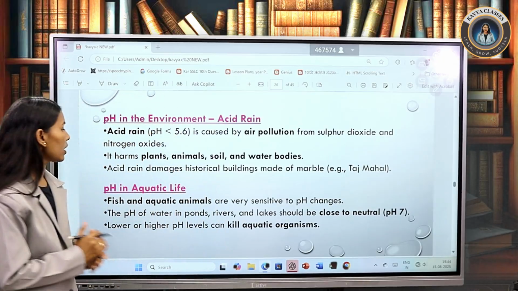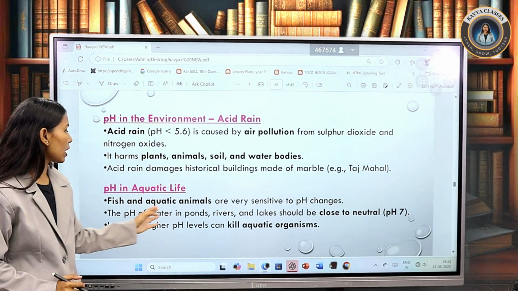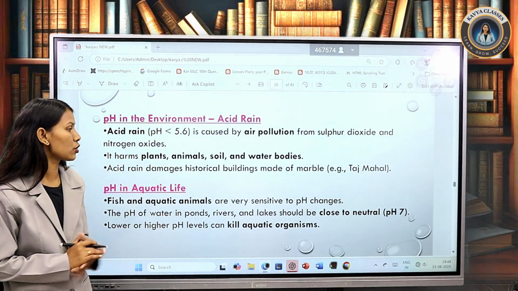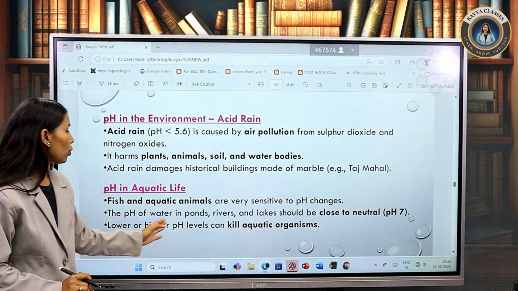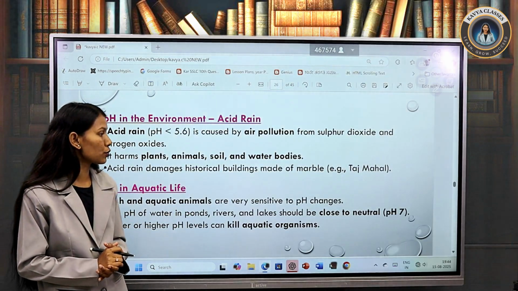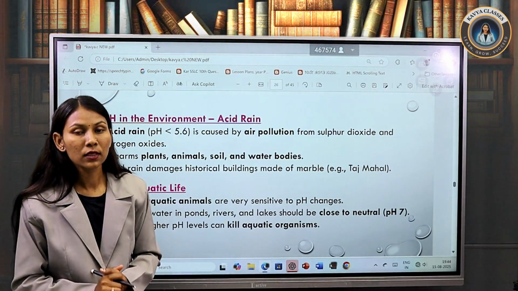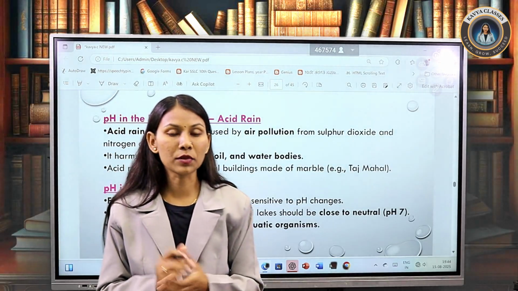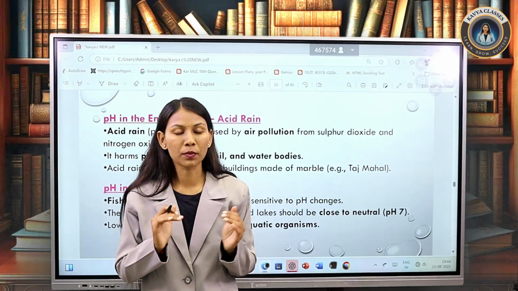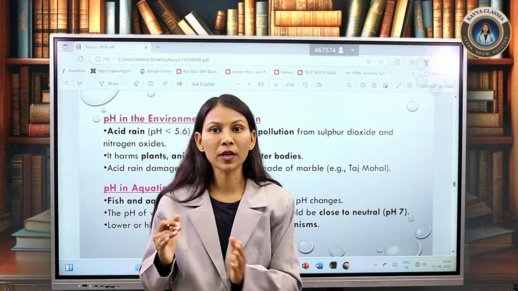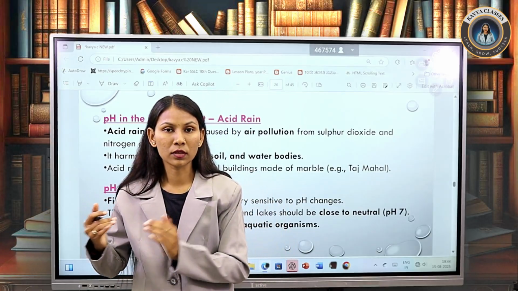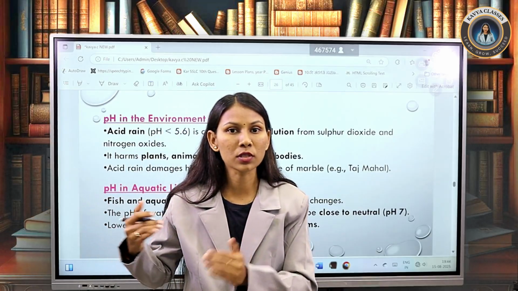Yes, children. So, pH in aquatic life. Fishes and aquatic animals are very sensitive to pH changes. So the pH of water in ponds, rivers, and lakes should be close to neutral. That is, so that aquatic life can survive properly, in a good condition, where the pH is nearly 7.